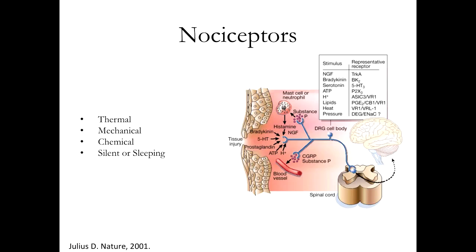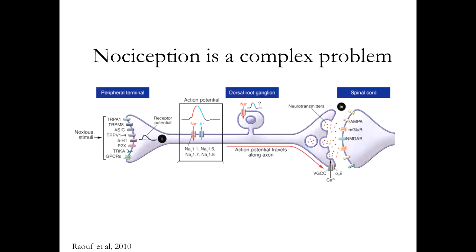And then we have silent or sleeping nociceptors, and those are the ones that are actually located within the dorsal horn of the spinal cord, and those kind of are just hanging out unless they're needed. And that's where things can get problematic because sometimes they wake up and start firing when they're not needed. And this can lead to chronic pain, which we'll talk about a little bit later.